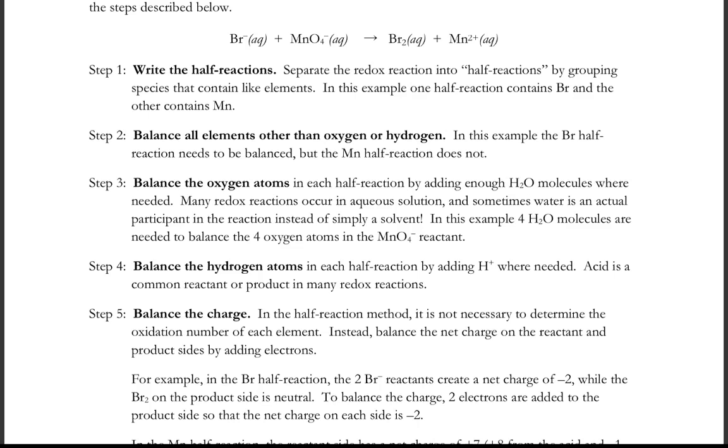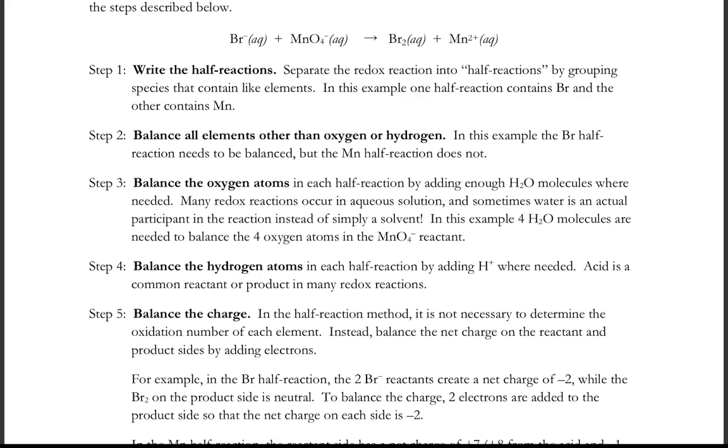In step 4, we will now pay attention to the hydrogen atoms by balancing those. Well, in step 3, we introduced hydrogen. In fact, we introduced 4 times 2 hydrogens. So we will introduce hydrogen on the side that doesn't have it by just bringing in H+. So that means this redox reaction would have to be occurring in acid.